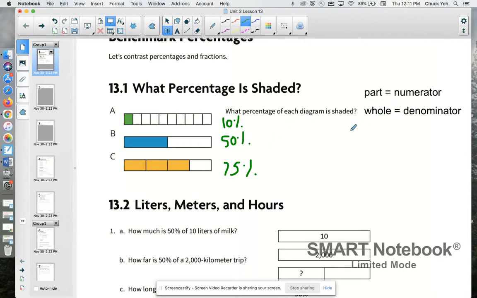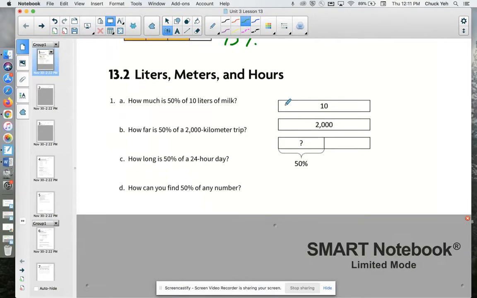Remember the part and whole? So if you have 1/10, the 1 is the part, 10 is the whole. 1/10 is 10%. 1 out of 10 is shaded. Okay, there's 10 pieces, 1 is shaded, so that's why it's 1/10. Okay? All right, 13.2. How much is 50% of 10 liters of milk?